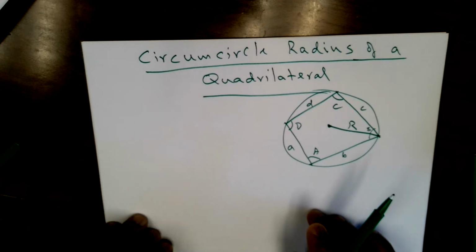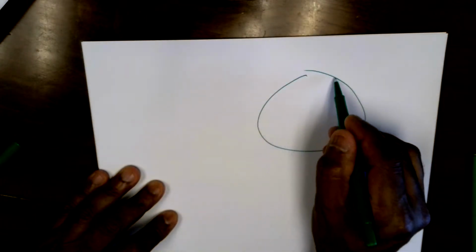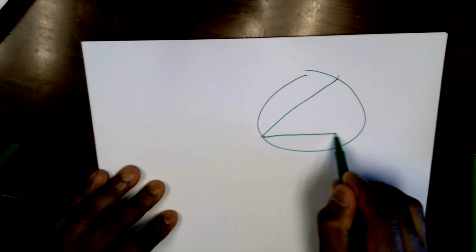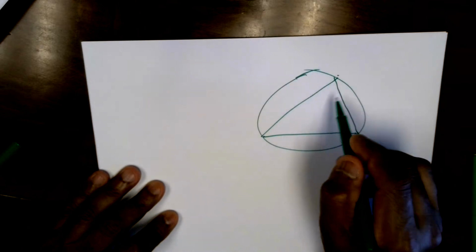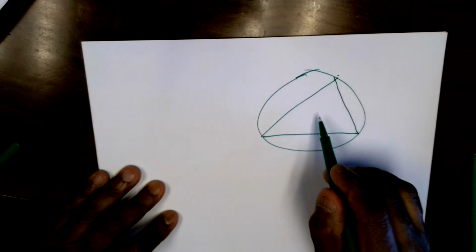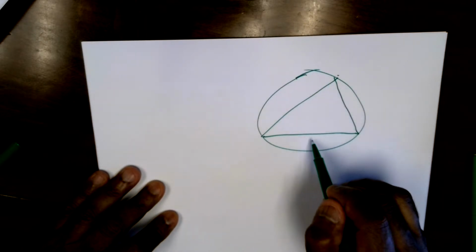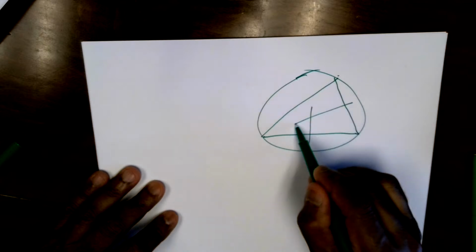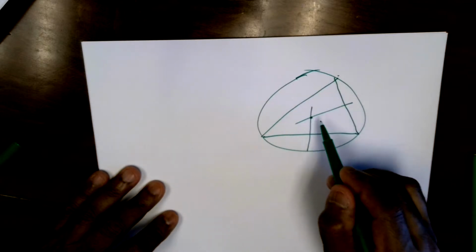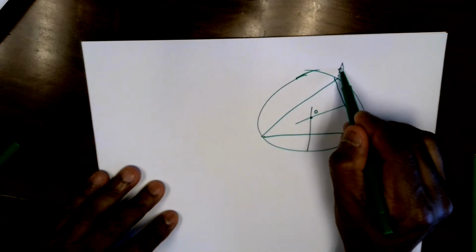So I'm going to start with a triangle. And this will be useful. So we have circumscribed a triangle. The way you circumscribe is you draw the perpendiculars to the sides. Let's draw two sides, so two lines to meet at a point. Let's call it O.